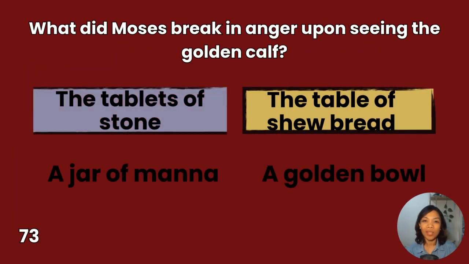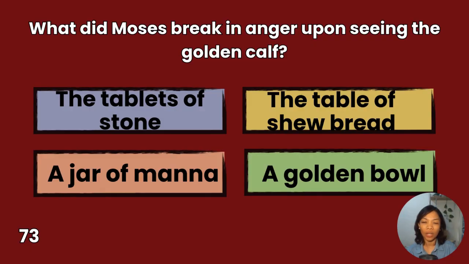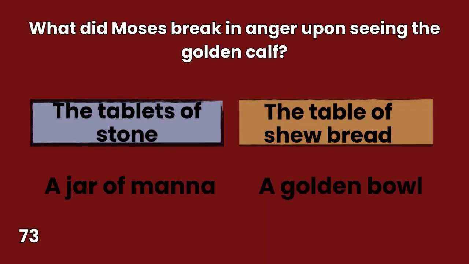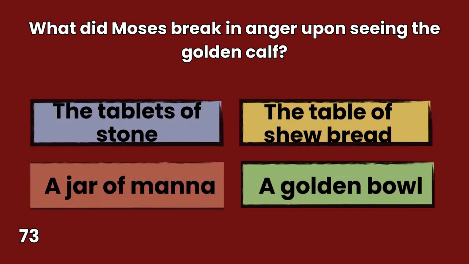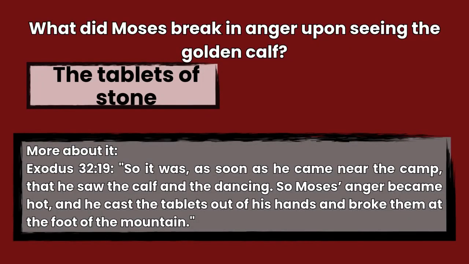73. What did Moses break in anger upon seeing the golden calf? The tablets of stone, a jar of manna, the table of showbread, a golden bowl. You have 10 seconds to answer. The answer is the tablets of stone, Exodus 32:19. So it was as soon as he came near the camp that he saw the calf and the dancing. So Moses' anger became hot, and he cast the tablets out of his hands and broke them at the foot of the mountain.